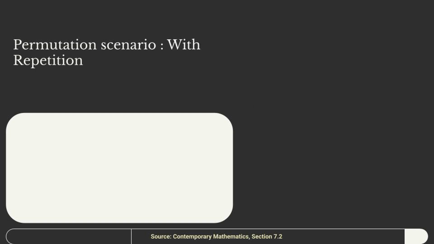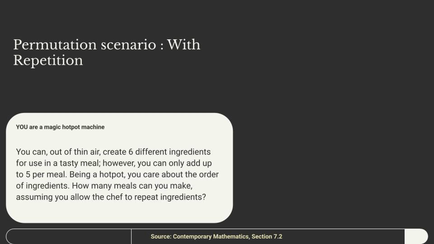Alright, let's look at a colorful example. You are a magical hot pot machine. You can, out of thin air, create 6 different ingredients for a tasty meal. However, you can only add up to 5 per meal. As you are a hot pot, you care about the order of ingredients. How many meals can you make, assuming you allow the chef to repeat his choices for ingredients? If you'd like, feel free to pause right here and give it a shot, otherwise we will cover it shortly.